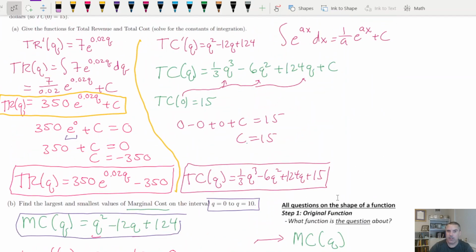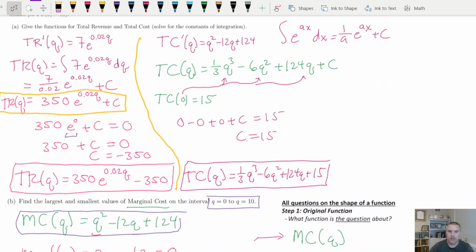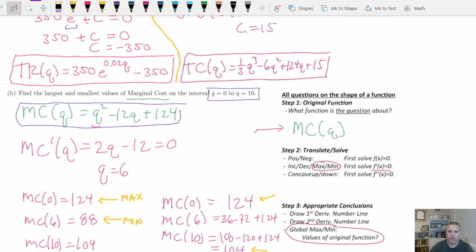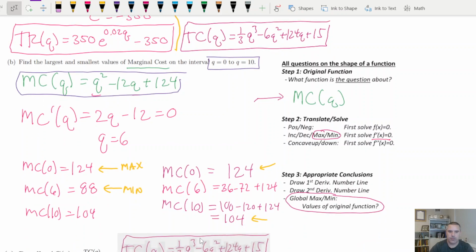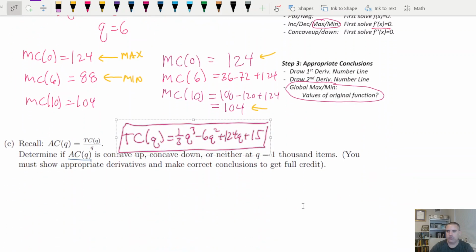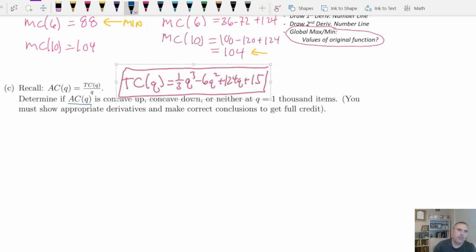Unfortunately, I don't think it's been written yet. We do have total cost. Let's grab it and move it down here. So here's total cost. All right. We need average cost. That should be the very first thing we write.